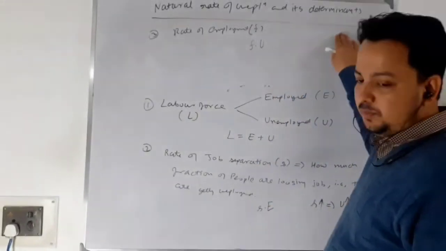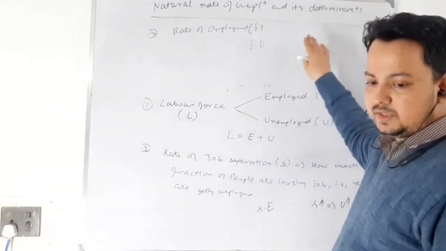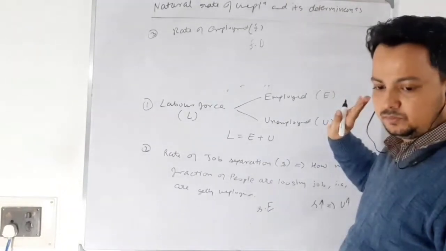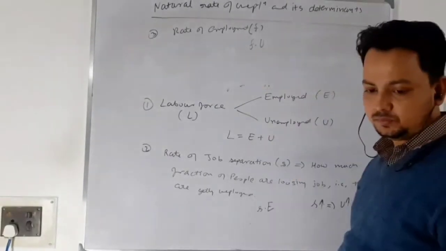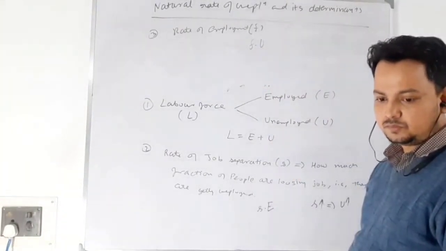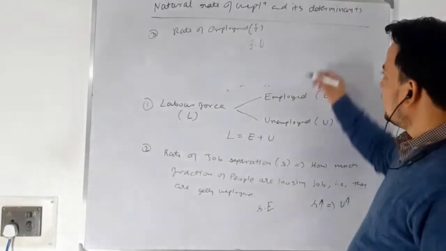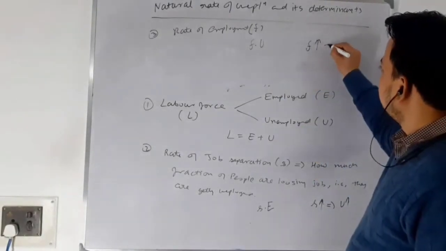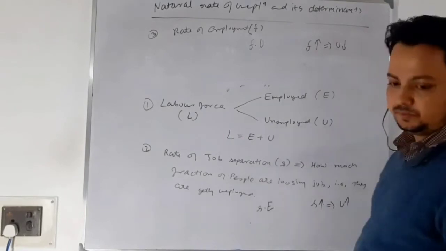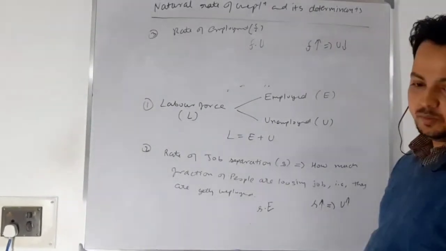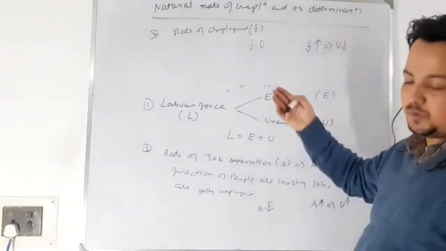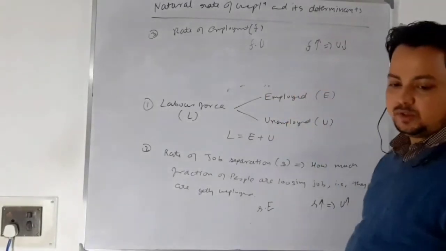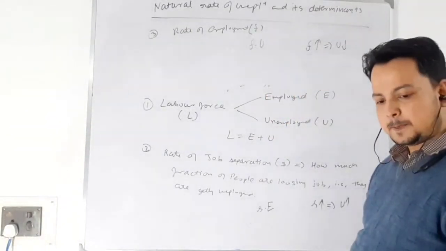How much fraction of unemployed people are getting a job? That is, they are getting employed. It is denoted by FU. Clear? If F is higher, unemployment will be lower. If the rate of people finding a job is higher, unemployment will be lower in the economy. Clear, everyone?